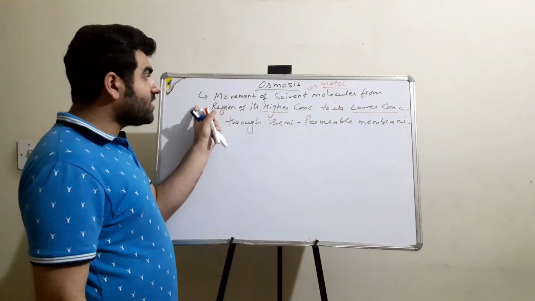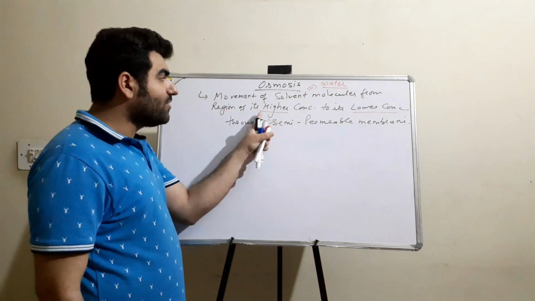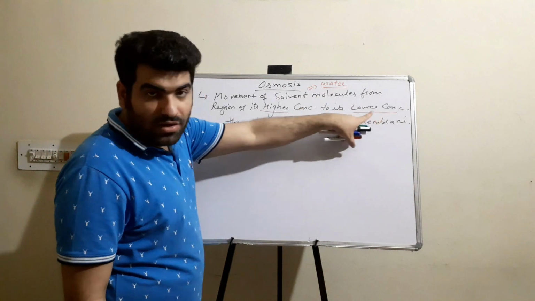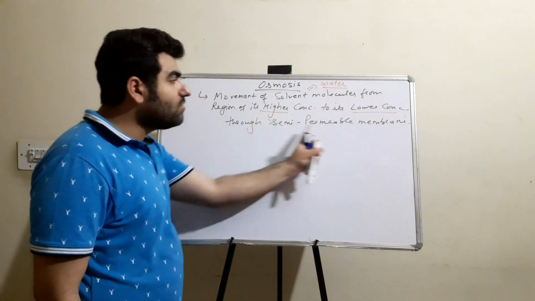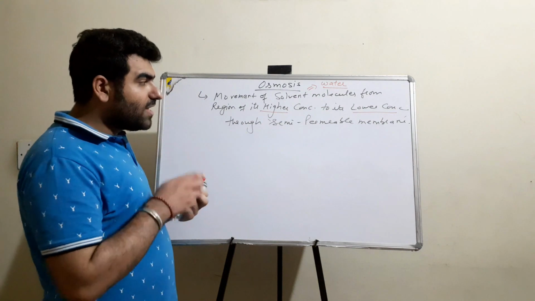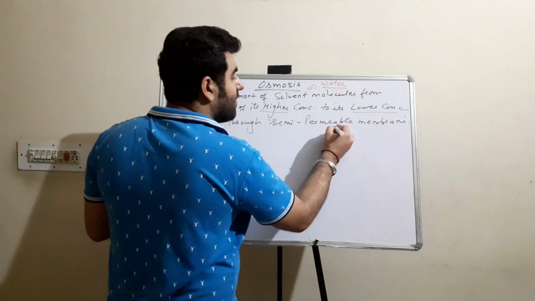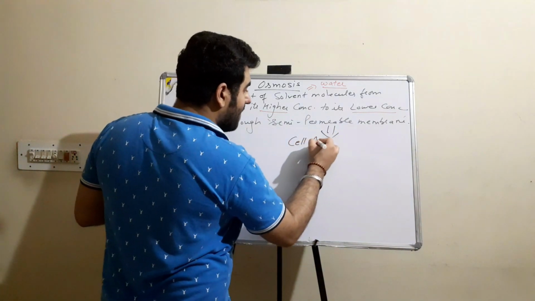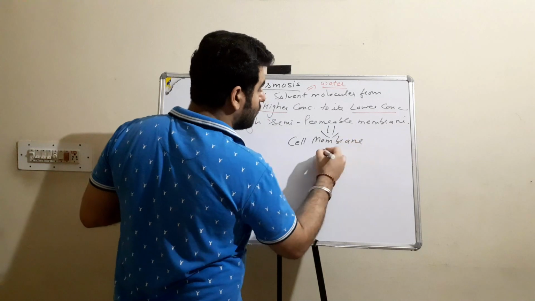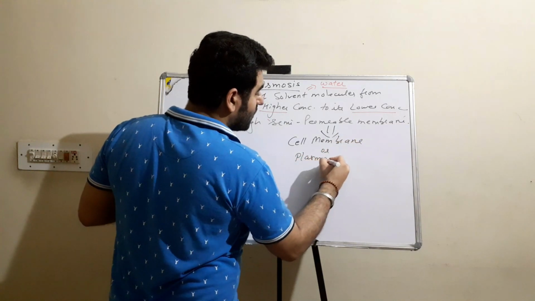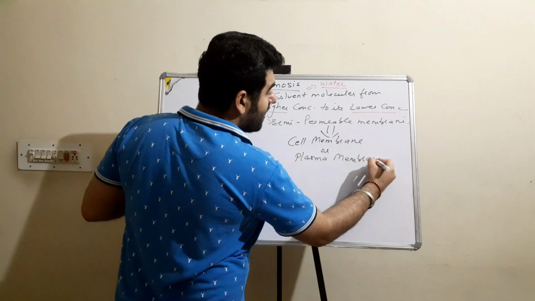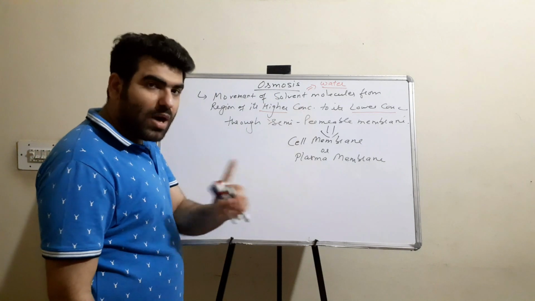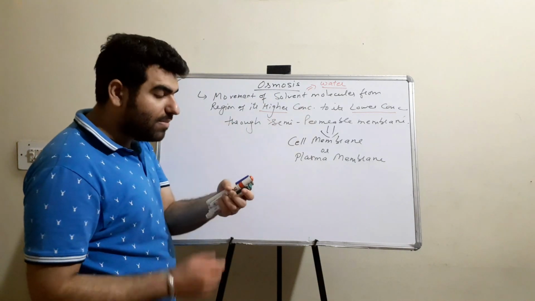Alright. So osmosis is the movement of the water molecules from the region of its higher concentration, that is the higher concentration of water, to its lower concentration, that is the lower concentration of water, through a semi-permeable membrane. So first we'll discuss what basically is a semi-permeable membrane. In plant or in animal cell, the semi-permeable membrane is the cell membrane, which is also known as plasma membrane. So semi-permeable membrane, cell membrane, plasma membrane, it means we are talking of the cell membrane. That is one and the same thing.